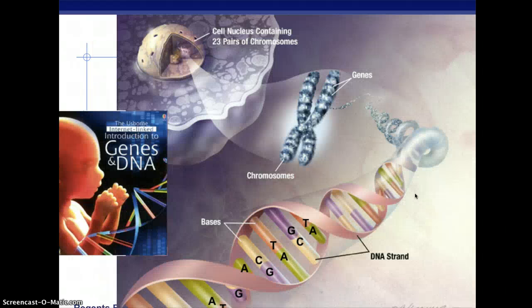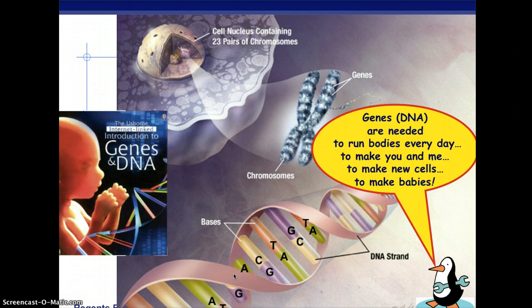So here, what we see is this is a cell. The nucleus is inside here. It's showing the little chromosome, this X-shaped thing. Chromosome, which is built of this DNA, which is all coiled together. And so DNA has genes that are needed to run the bodies for every day, to make you and me, to make new cells, and to make the next generation, to make babies.